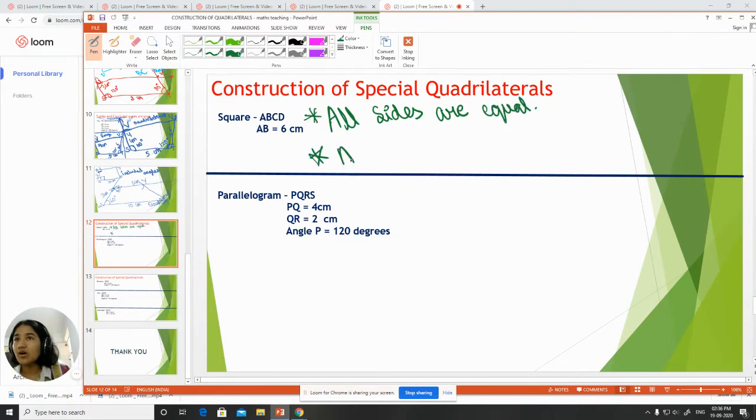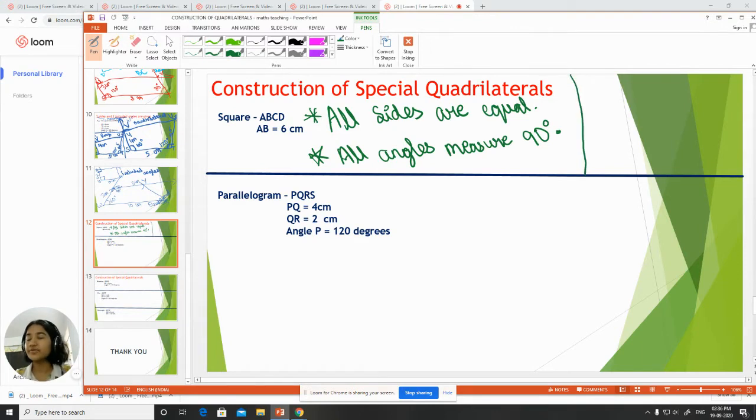Next, all angles measure 90 degrees. They are right angles. So these are the things we know, right? So let's see how the construction goes.